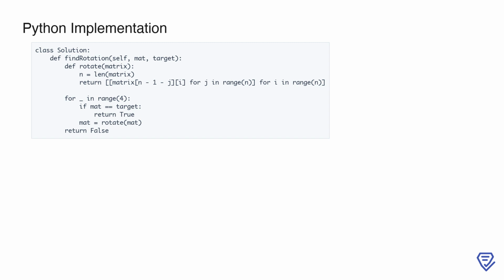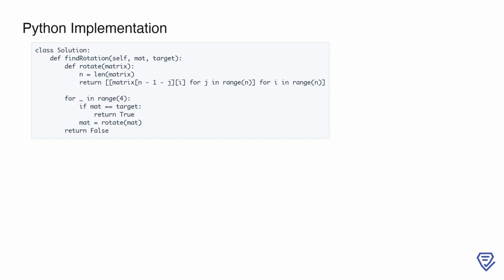2. Outer loop. The main function performs up to 4 rotations, 0, 90, 180, 270 degrees, since any square matrix will return to its original orientation after 4 rotations. After each rotation, the rotated mat is compared to target. If they match, the function immediately returns true. If none of the rotations match target, the function returns false after all iterations.